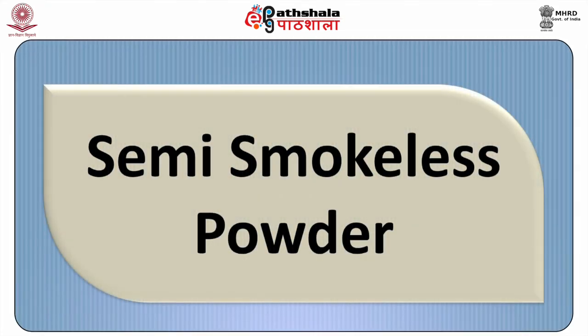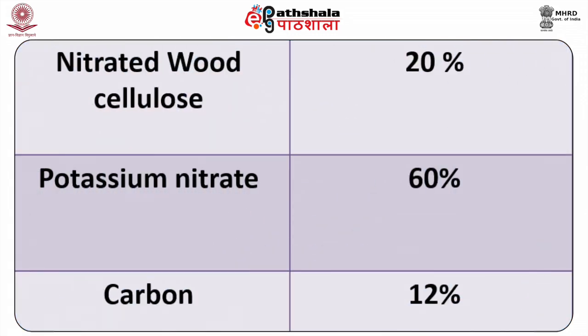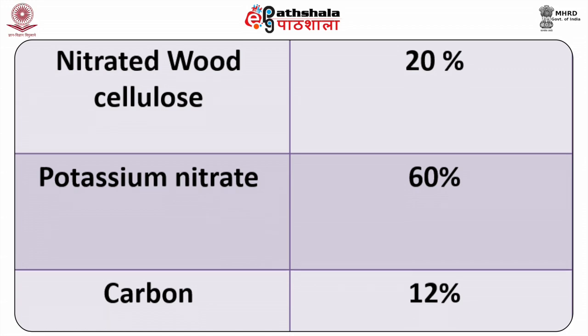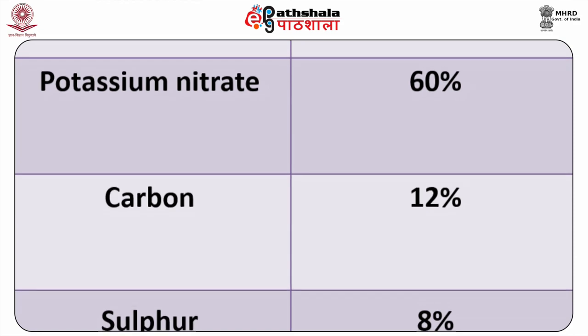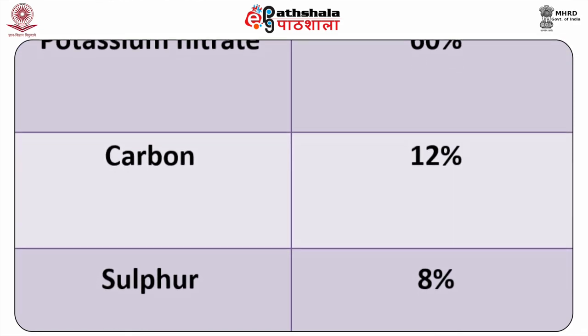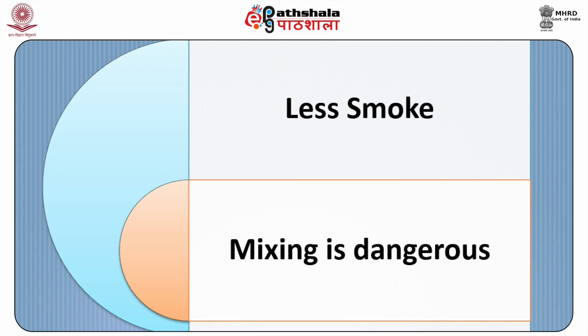Next category we have is semi-smokeless powder. Semi-smokeless powder is a mixture of black powder and nitrocellulose. The approximate composition of the powder is as follows: nitrated wood cellulose 20%, potassium nitrate 60%, carbon 12%, and sulfur only 8%. This powder produces less smoke than gunpowder, but the mixing process is quite dangerous. This aspect has prevented its extensive production and use.